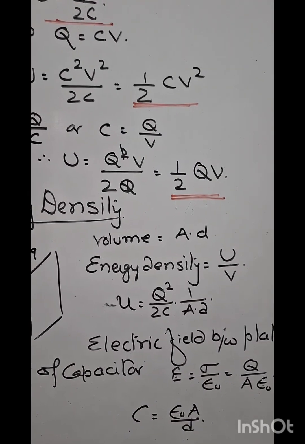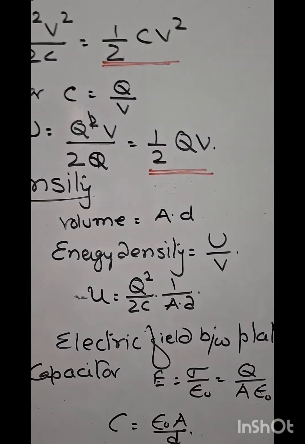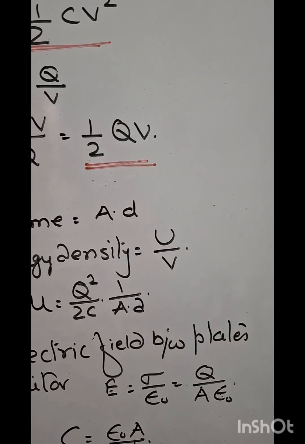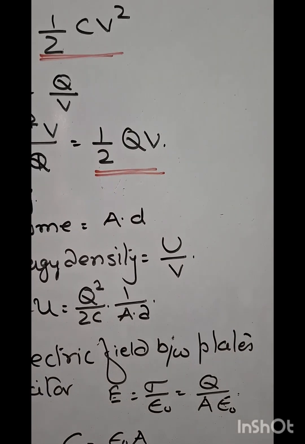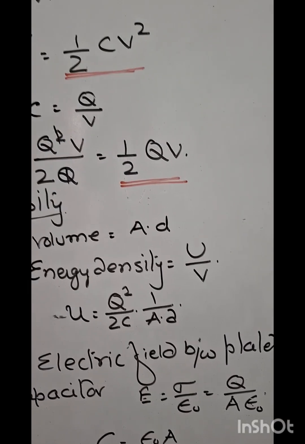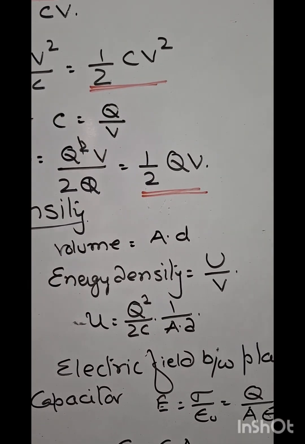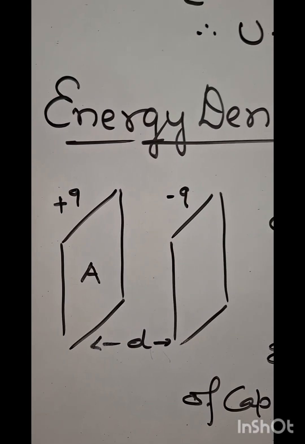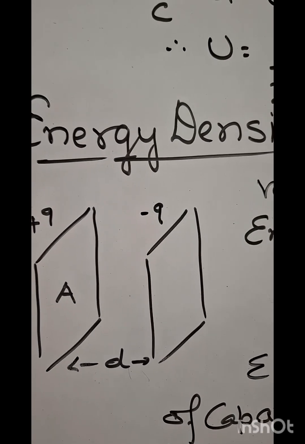Then there is another important term, that is energy density, which is defined as the energy stored per unit volume in the capacitor. So u is equal to capital U upon V. Capital U is the energy stored and V is the volume of the capacitor, Q square upon 2C. Volume can be written as A into D, where A is the area of the plates and D is the distance between the plates.